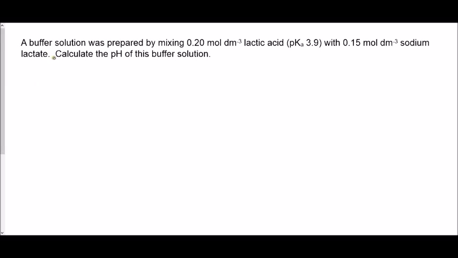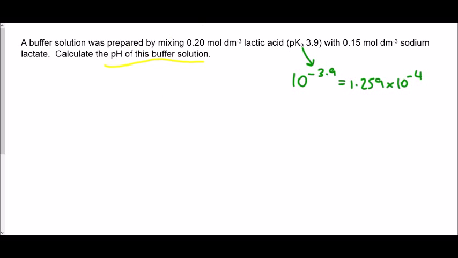This question gives us some data about a buffer made using lactic acid. We've got a pKa value and some concentrations, and again it's telling us to calculate the pH of the buffer. Pause the video and have a go at this question. Okay, first thing we're going to do is convert this pKa value into a Ka value, so we're going to do 10 to the minus 3.9. Gives us a Ka value of 1.259 times 10 to the minus 4. Remember not to round this, leave it in your calculator whilst you go through the rest of the calculation.